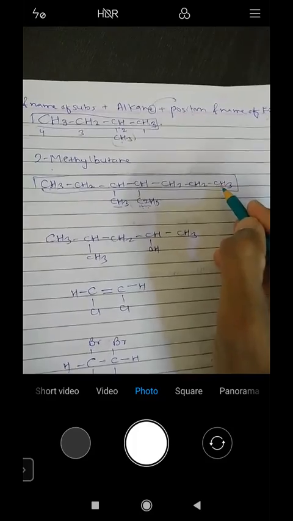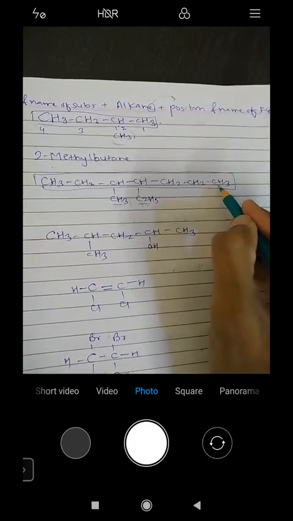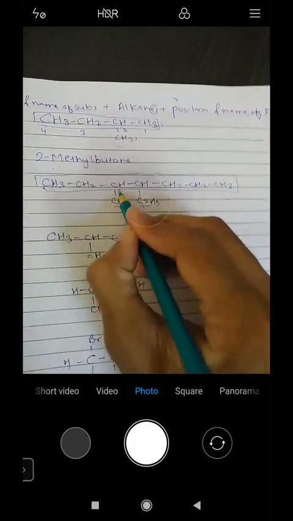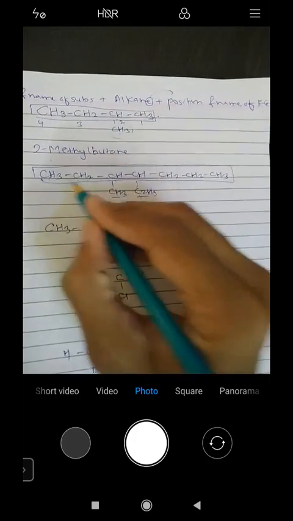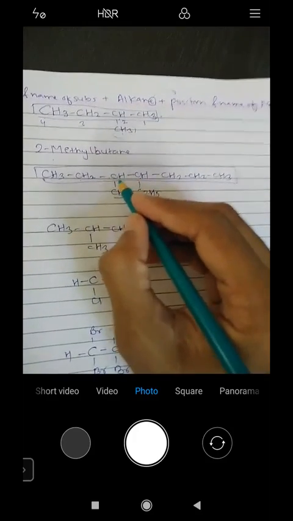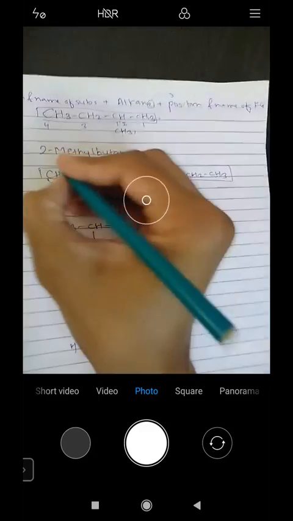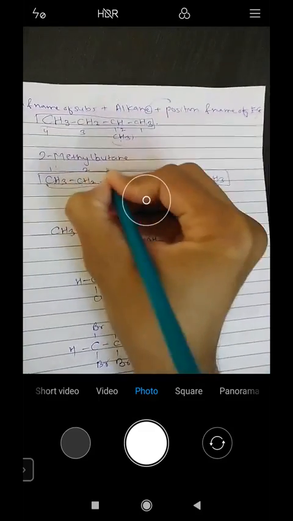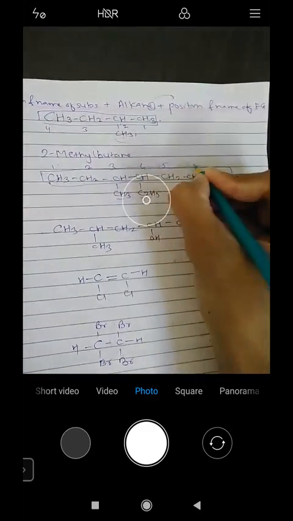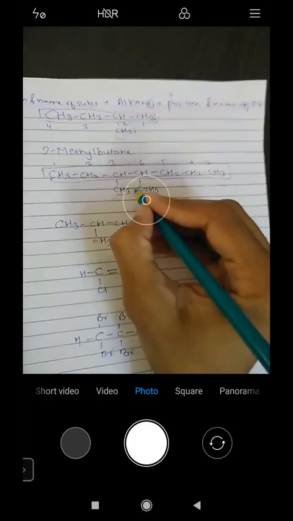If you number it from the right side, 1, 2, 3, 4, 5, the methyl group comes at the 5 position, but if you number it from the left side, it comes at the 3rd position. So I'm numbering from this side, the left side, 3, 4, 5, 6, 7. So the name of this compound will be what?